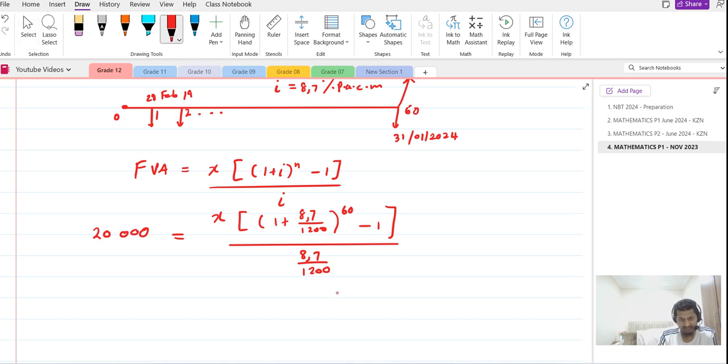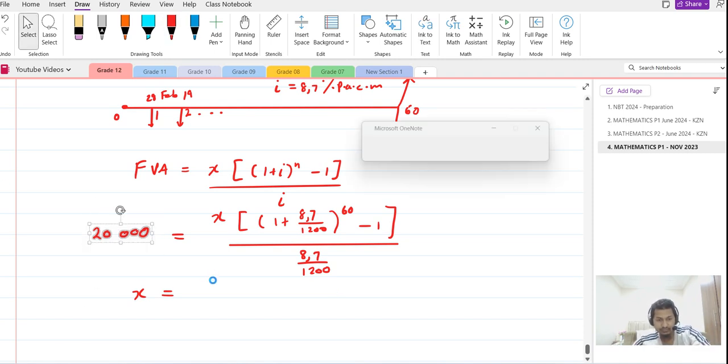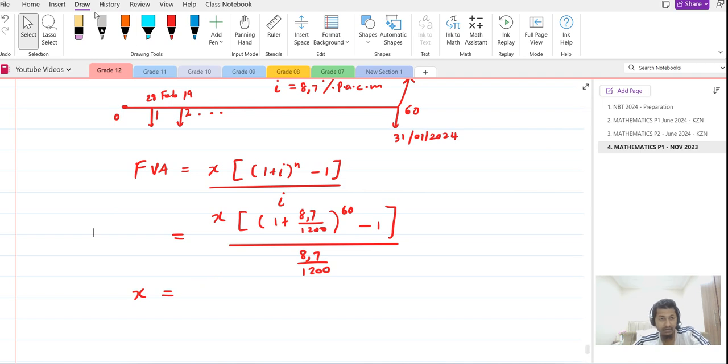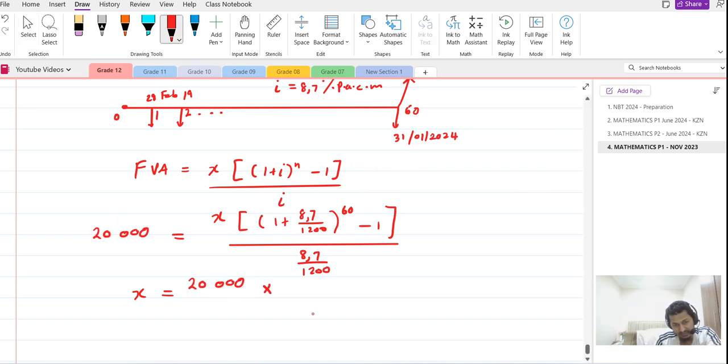So x is equal to, we're going to take 20,000, right? We're going to multiply it by 8.7 over 1200. Alright, and divided by, we're going to divide it by all of this.